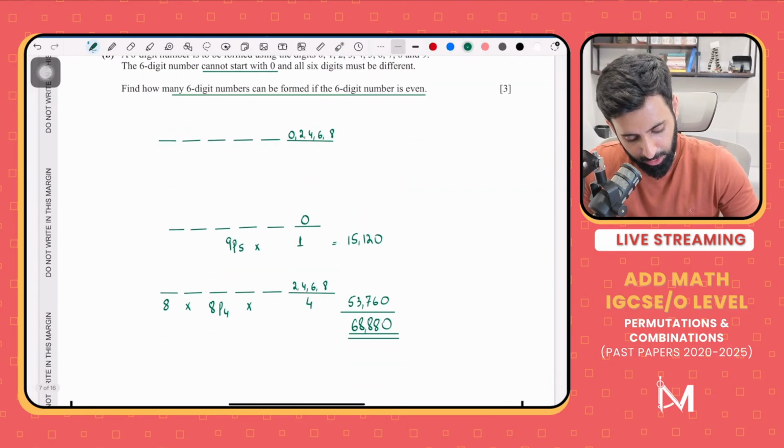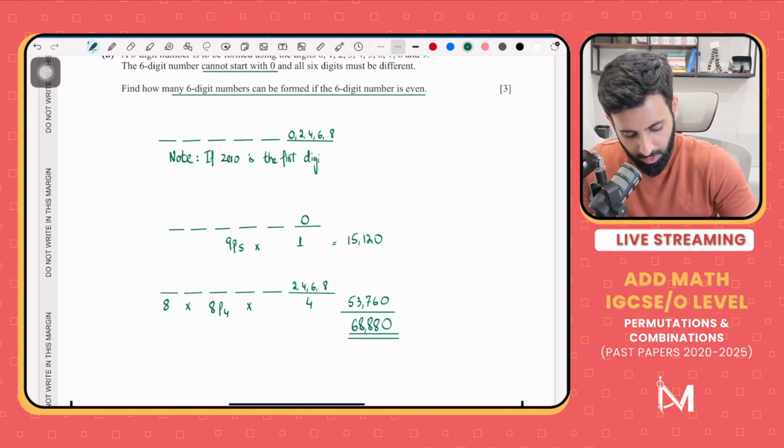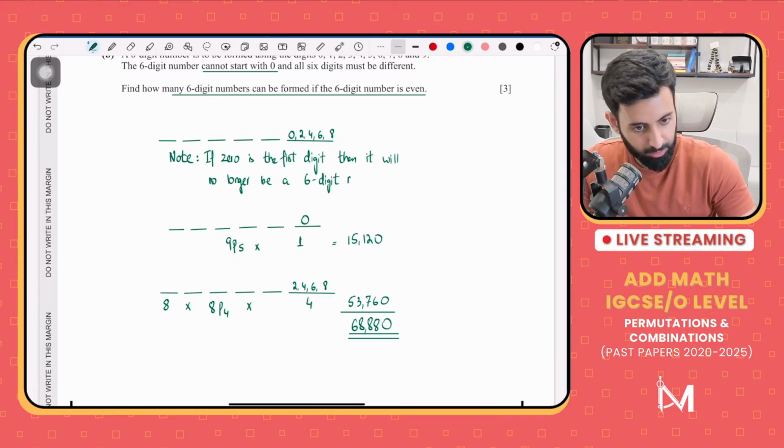Okay. So here I'll write it. Here there is a problem. The problem is if 0 is the first digit, then it will no longer be a 6-digit number. Okay, and also the question says that you can't start a number with 0.